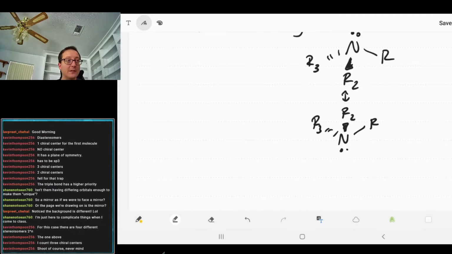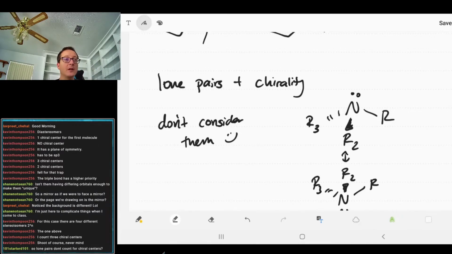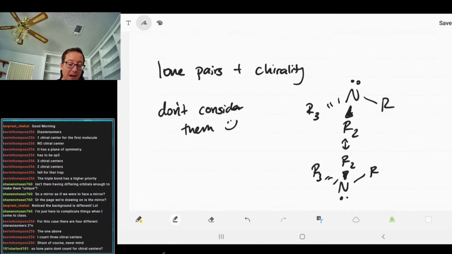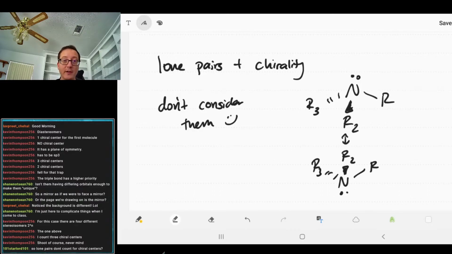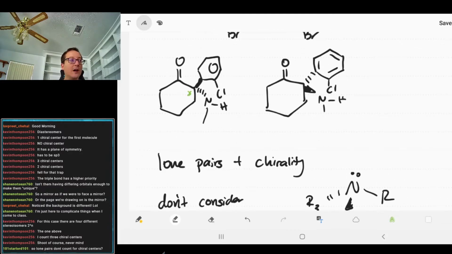So don't count lone pairs as things. We're looking at atoms, really. I said electron domains, but it would be more precise for me to say different atoms or different non-lone pair domains. Don't consider them. So lone pairs do not count. You can have chiral nitrogen if it's positively charged. If you have a quaternary nitrogen with a fourth R group, you can have it if it's positive. But for lone pairs, we're not going to worry about them with chirality because they just rapidly invert. So only worry about atoms. Okay?